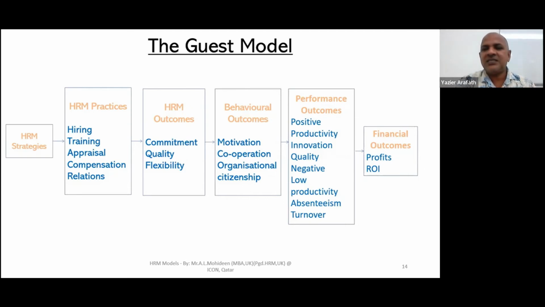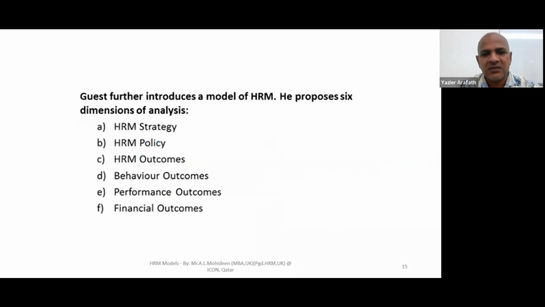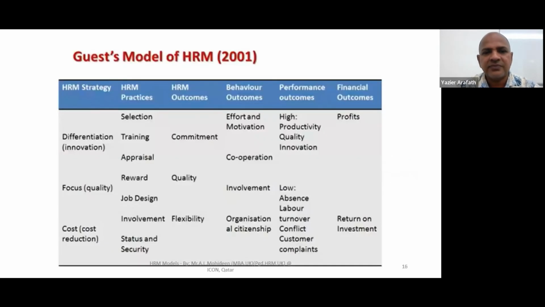If HR practices are not up to achieving the outcome, if the HRM outcomes are not focusing on commitment, quality, and flexibility, then the financial outcome will be affected, because it will affect the behavioral outcome. The behavioral outcome will impact the performance outcome, then finally the financial outcome. So we are discussing only the models. There are models like this. Clear?